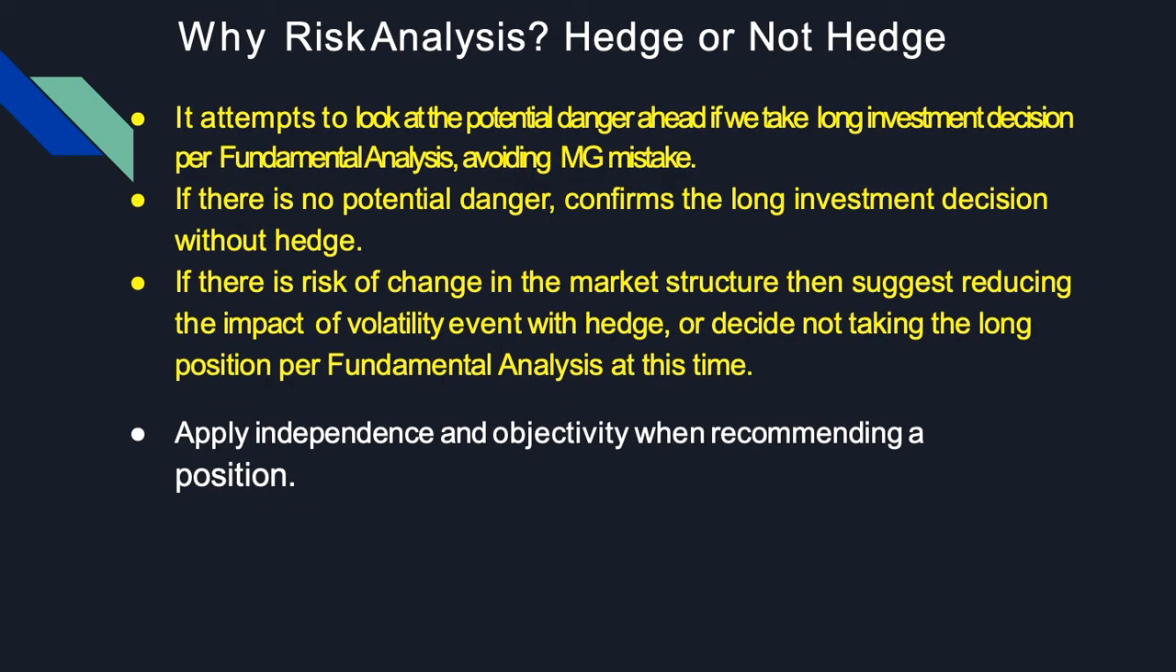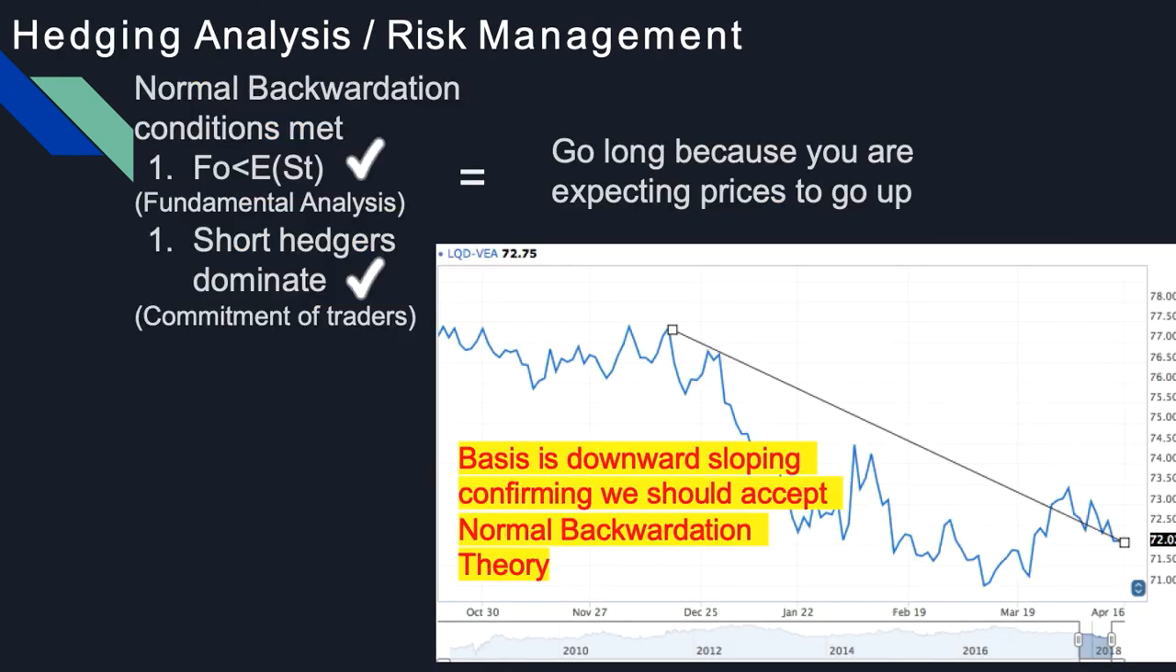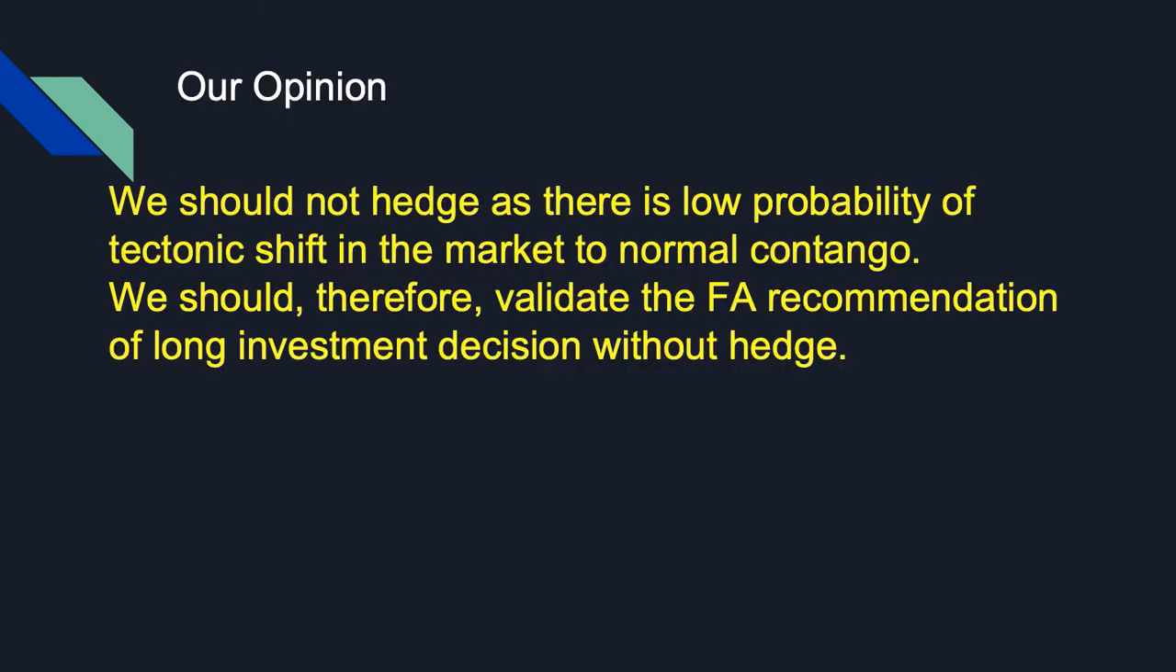Here is the risk management analysis, and the highlights are mine. Then you do the identification, and then you do the basis analysis. And look there, in the basis, you say that after doing the basis analysis you should accept the normal backwardation theory in this case. You then give your opinion on whether you should hedge or not hedge. If you do not hedge, you completely support the long investment decision taken without hedge in the fundamental analysis.